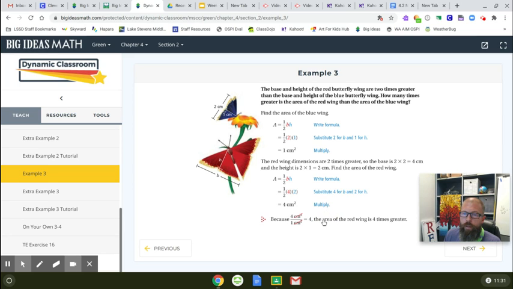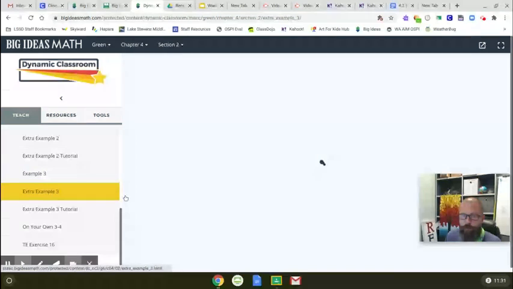So the question says, how many times greater is the area of the red wing than the area of the blue wing? Well, the red is 4. The blue is 1. That's 4 times greater. So if the dimensions are twice as big, that actually means that we're going to have a 4 times bigger triangle as far as area goes. Let's take a look at another one.